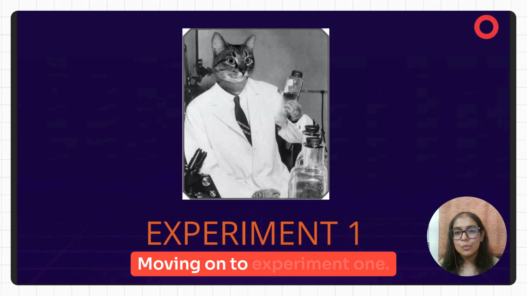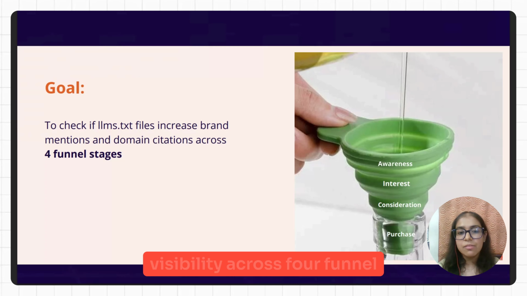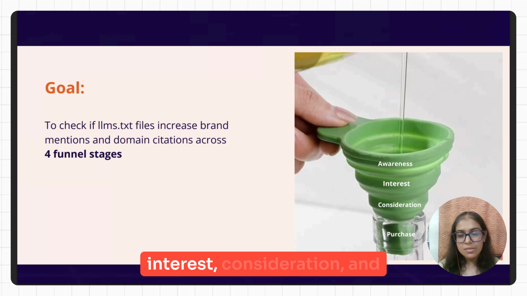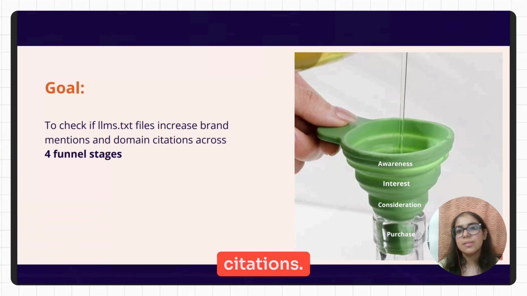Moving on to experiment 1. In this experiment, our goal was to check if llms.txt files increase AI visibility across 4 funnel stages, which are awareness, interest, consideration, and purchase. Now, when we say AI visibility, we mean brand mentions and domain citations.